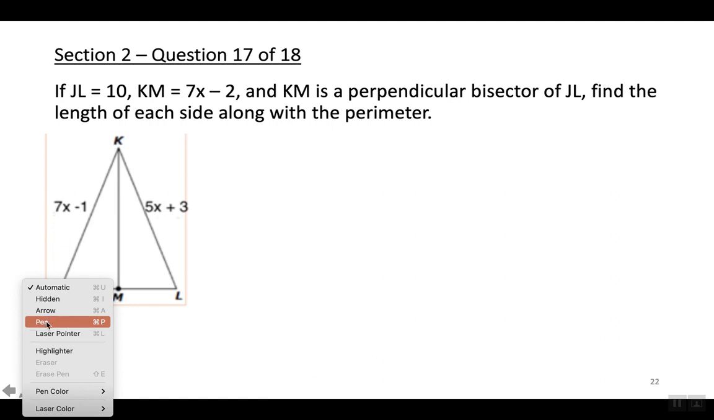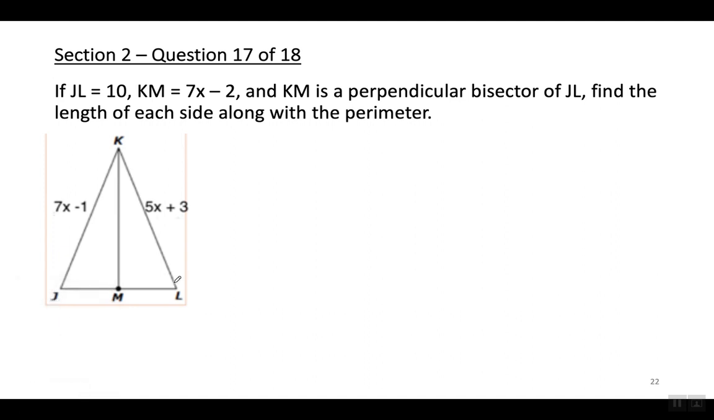All right, moving on. Okay, so look, this question is simple, but they make it a little bit confusing. It says if JL equals 10, and KM equals 7x minus 2, and KM is the perpendicular bisector of JL, find the length of each side along with the perimeter.